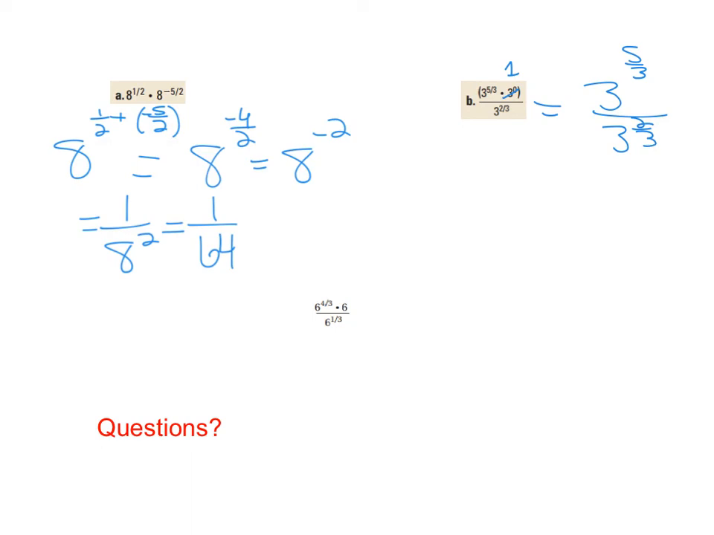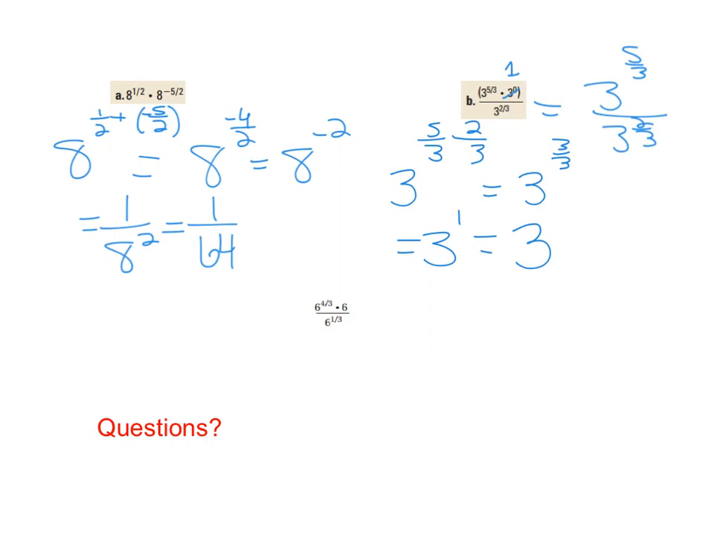Now, I'm dividing with the same base. What do I do to the exponents? I subtract. So 3 to the 5/3 minus 2/3. That is 3 to the, if I knew how to subtract, 3 to the 3/3. Can I simplify that? I can. That's 3 to the 1st power, which is 3. Okay? Now, look at this next one.